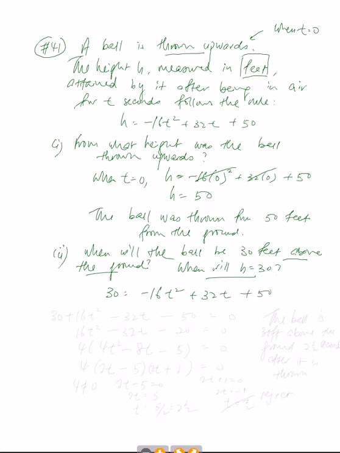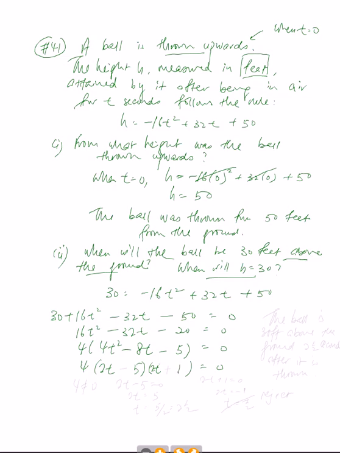So this is a nonlinear equation, so I'm going to bring everything to one side. So you have 30 plus 16t squared minus 32t minus 50 equals 0. Combining like terms gives me 16t squared minus 32t minus 20 equals 0. And I think we can factor out something. So let's take out a 4, giving me 4t squared minus 8t minus 5 is equal to 0. So let's try to factor that.